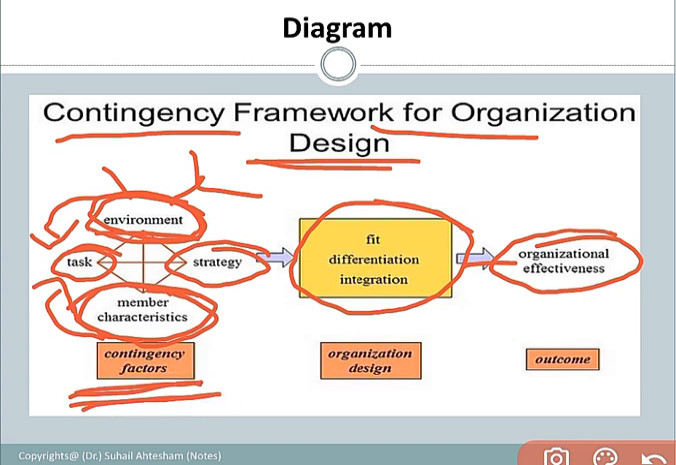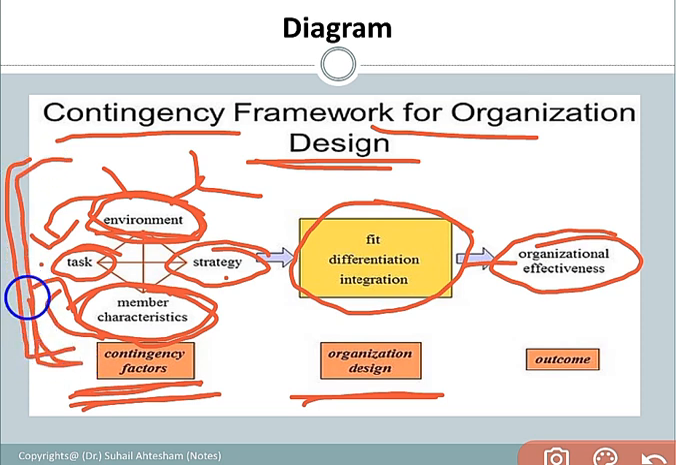Right, here you can see in these boxes the contingency factors. These are the contingency factors: the external and internal environment, the work which has to be done, the strategies which have to be implemented, and the internal factors of business. Right, after that, organizational design: the ability of the manager to convert raw material into finished product by the proper use of human and non-human factors. Right, the proper use and coordination of the internal and external factors, the internal and external environment of the business, so that the output can be effective.